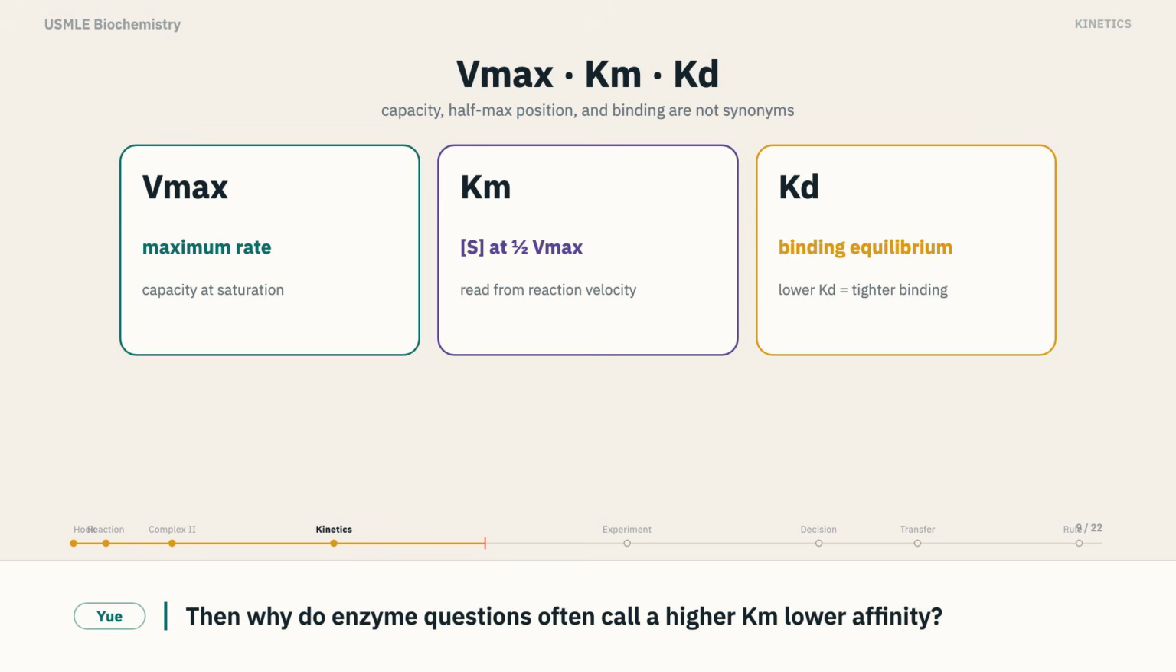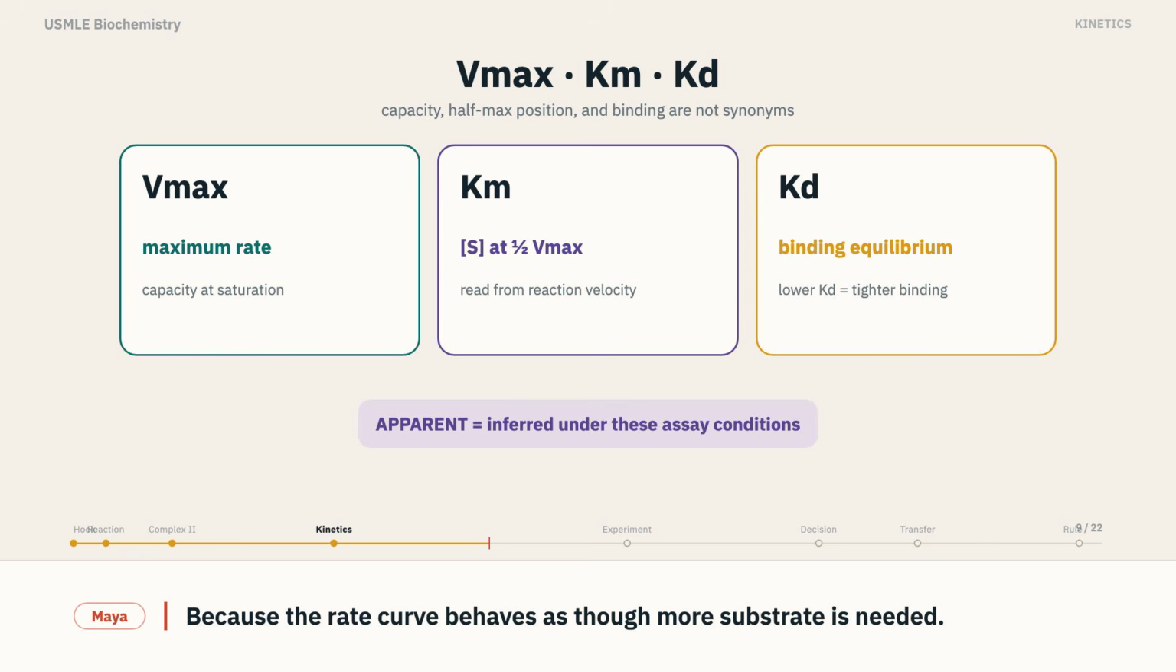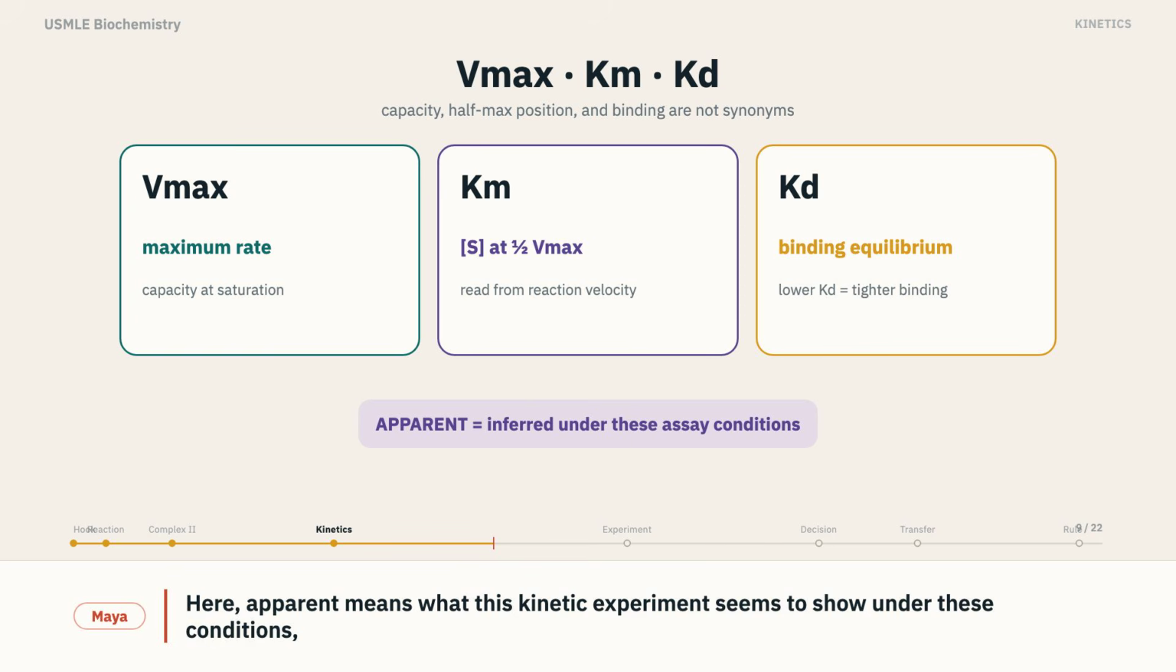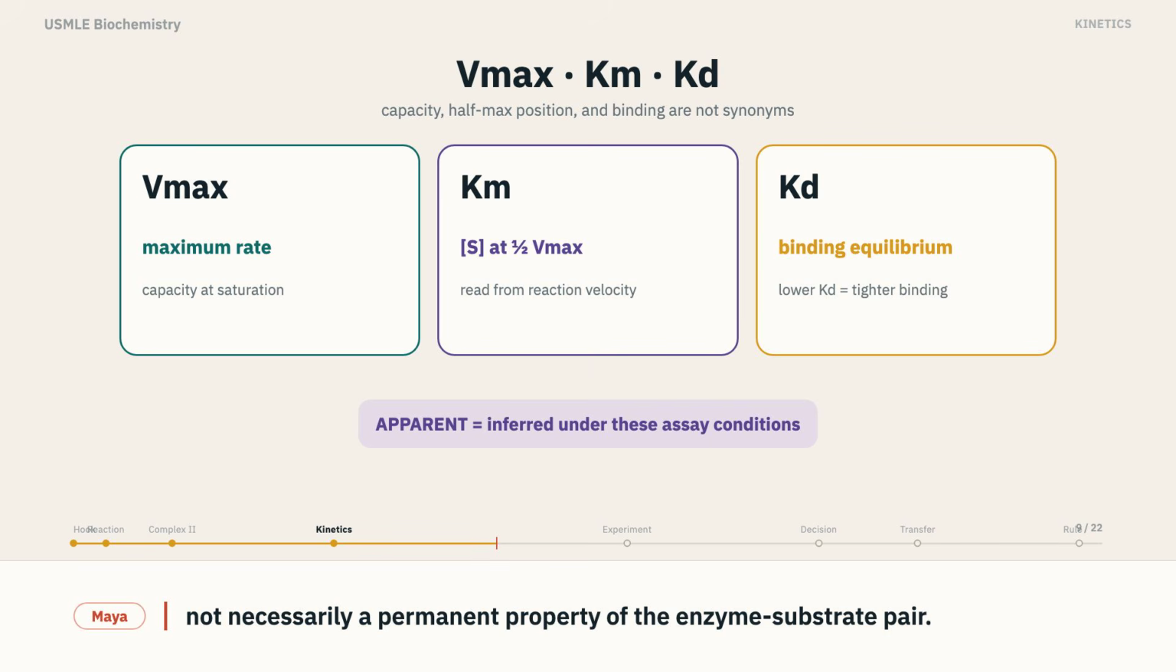Then, why do enzyme questions often call a higher Km lower affinity? Because the rate curve behaves as though more substrate is needed, the precise phrase is lower apparent affinity. Here, apparent means what this kinetic experiment seems to show under these conditions, not necessarily a permanent property of the enzyme-substrate pair. So Km comes from reaction velocity, whereas Kd comes from binding equilibrium. They are not automatically the same number.